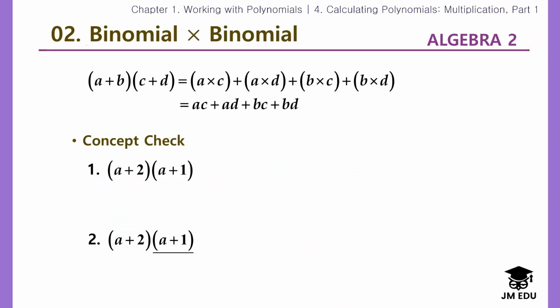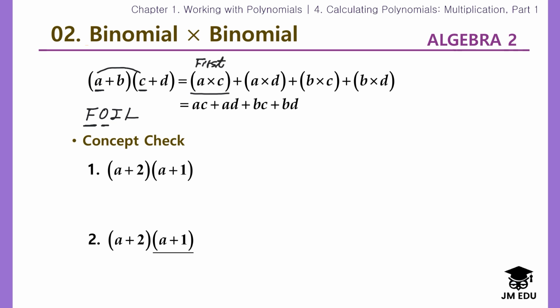Now let's talk about binomial times binomial. To multiply two binomials, we're going to use the technique called FOIL. F-O-I-L. F stands for the product of the first two terms. So A times C. Right here, that's the product of the first two terms.